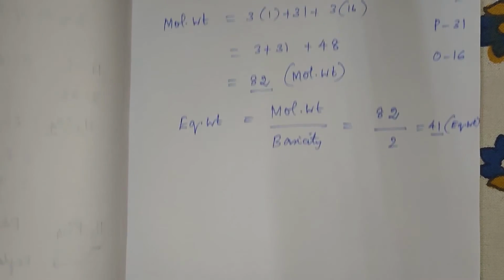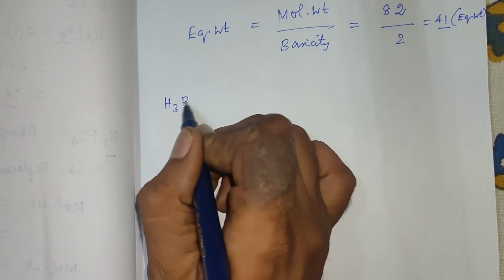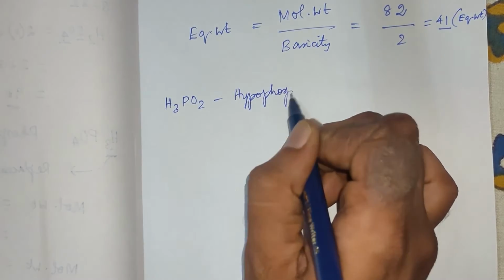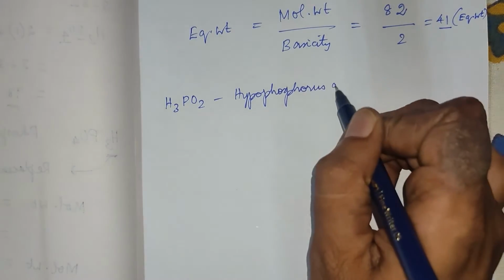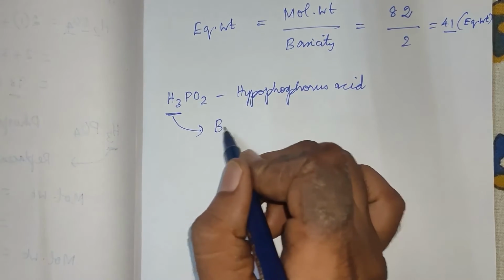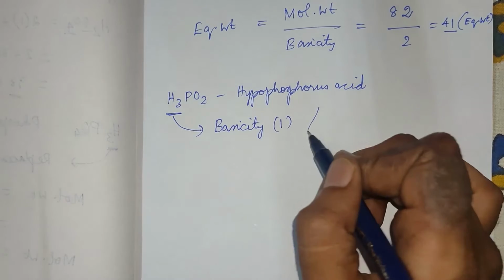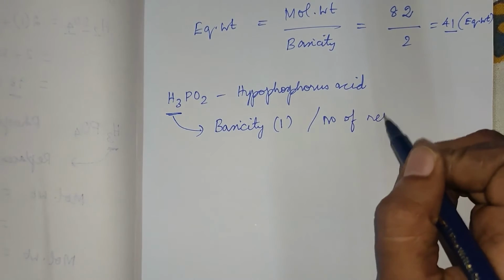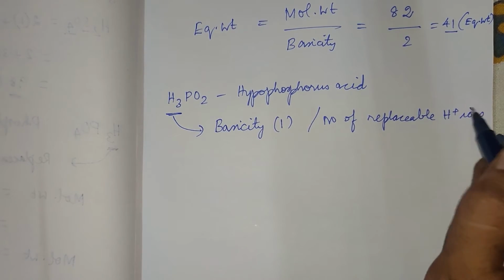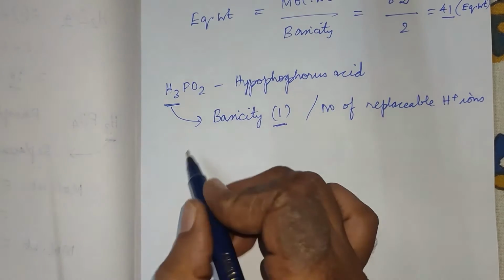I am going to take another example, which is H3PO2, which is hypophosphorous acid. In this case, the number of hydrogen is 3, whereas the basicity is just 1. Right? Which means the number of replaceable H plus ions is going to be 1, whereas the number of hydrogen here is 3.